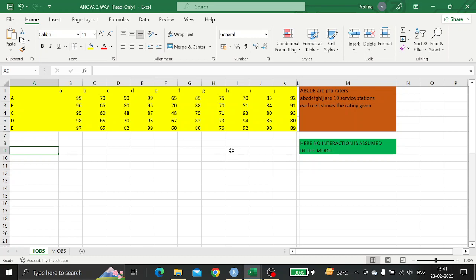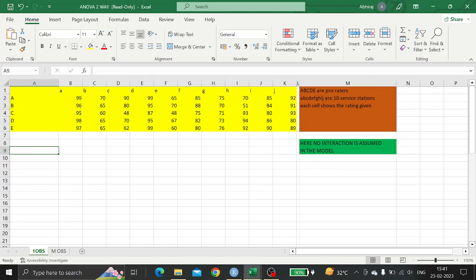Now, as our response is being affected by two factors, we are assuming the two-way ANOVA model here. This is a two-way ANOVA with one observation per cell, and that's why no interaction is assumed in this model. To assume interaction, we must have replications of our response variable corresponding to the two factors. As we don't have any replications, we cannot assume interaction in our ANOVA model.